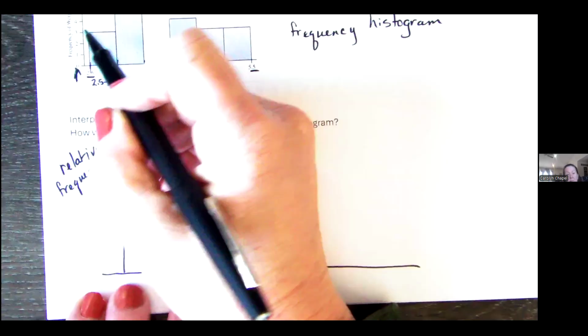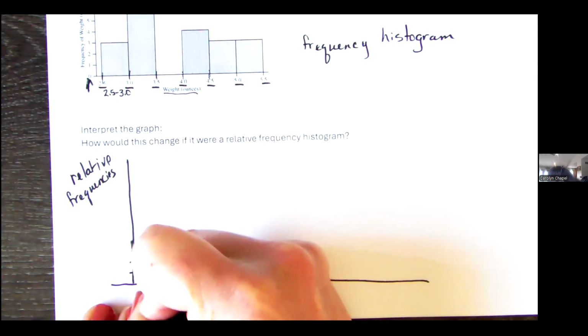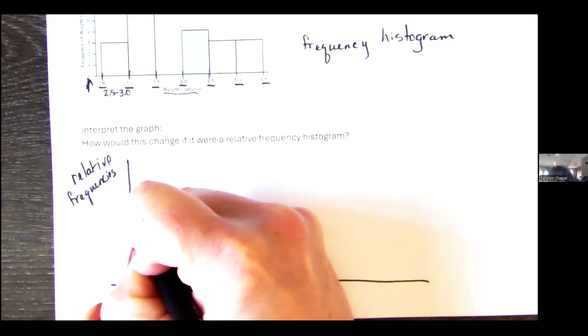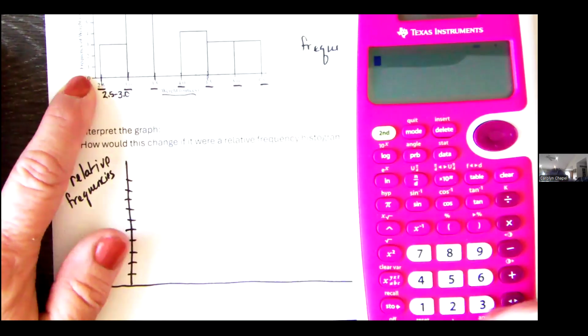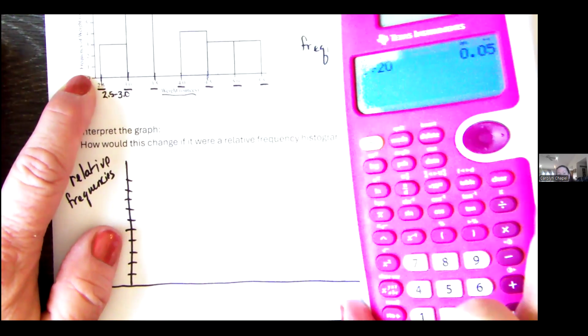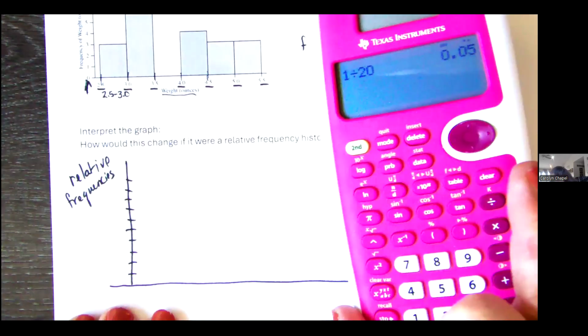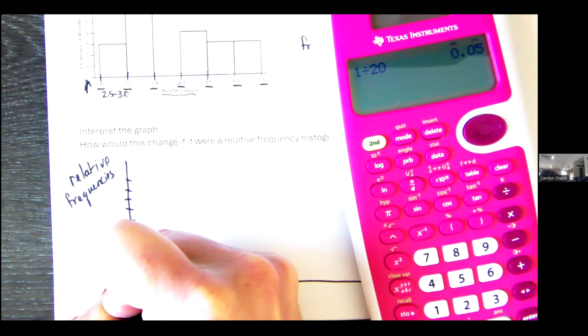And I would probably keep the same sort of scale. And we had 20 total. So if I took my number 1 and divide it by 20, I get the number 0.05. So this will be 0.05. This would be 0.1, 0.15, 0.2, 0.25, and all the way up.